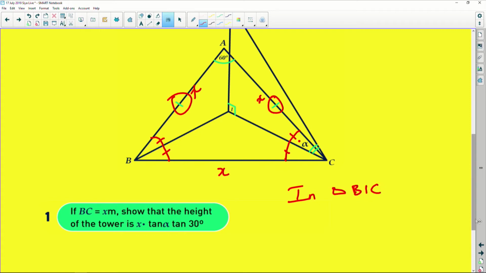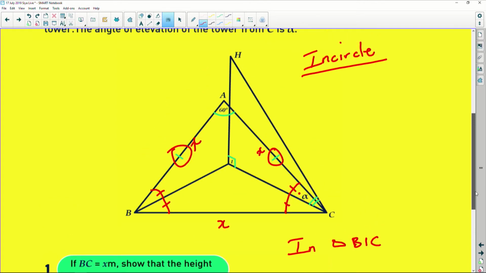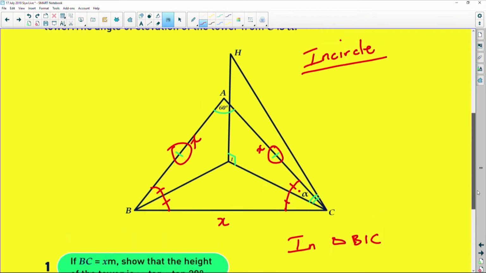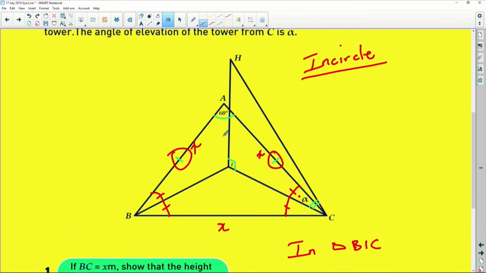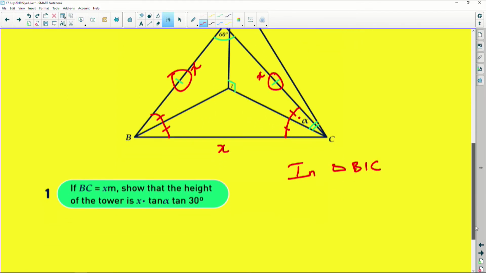Because what I'm trying to do is find the height, and remember, we're told the height to be HI, right? So I need to link HI, but I can't talk about HI because I don't have anything in triangle HCI except for the length IC. So I must first find what IC is.